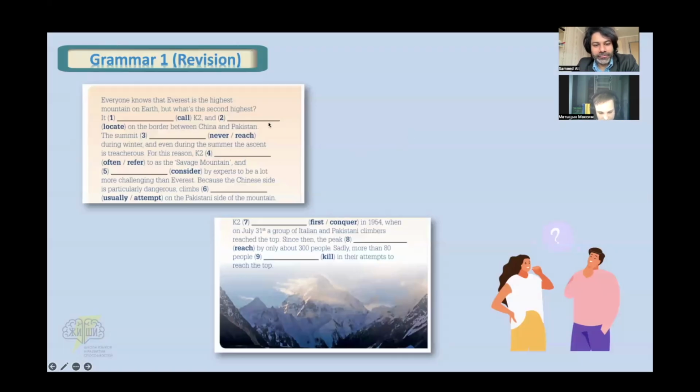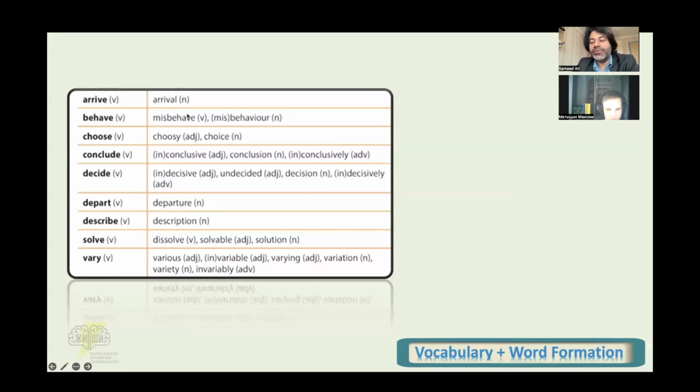So we've completed this slide. Do you remember K2, Mount Everest? Yes. So the next slide is word formation, vocabulary. Do you know the difference between noun and verb? Verb, it's doing. And this is a noun, the name of a person, place, or thing. Verb is action. You are right, doing is also action.